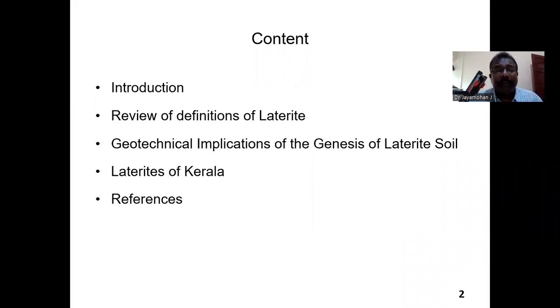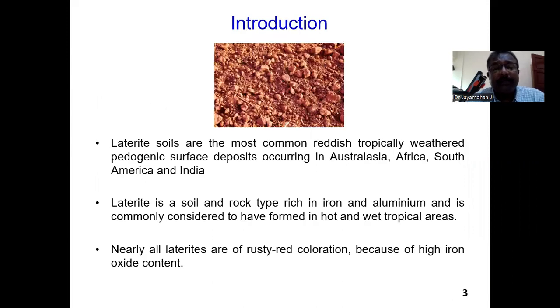And this will be an overview of my presentation. First, we'll be having an introduction to laterite soil, then a review of definitions of laterite, and the geotechnical implications of the genesis of laterite soil, and certain aspects about the laterites of the state of Kerala in India, and references.